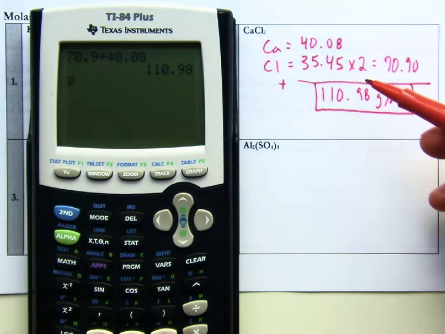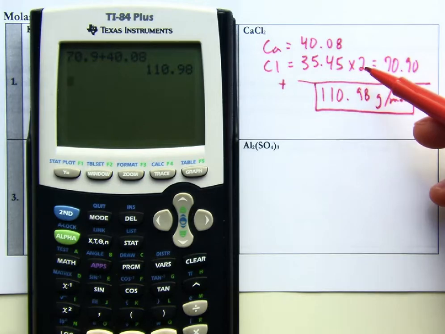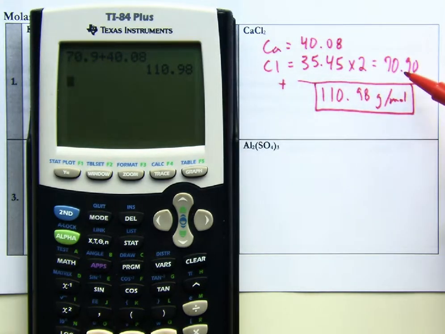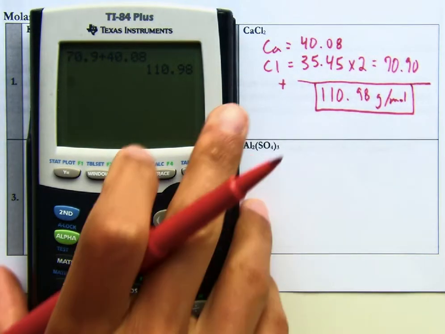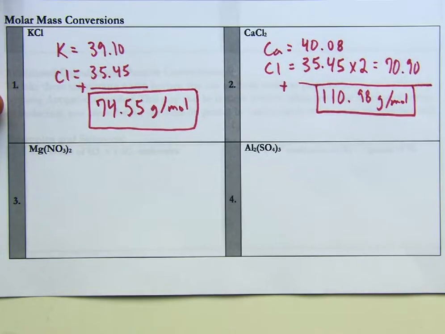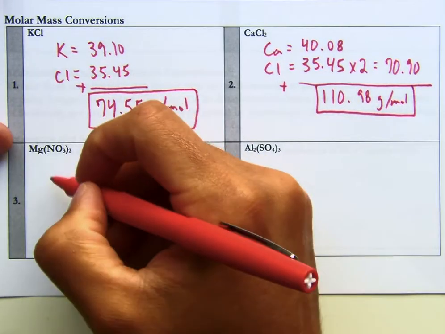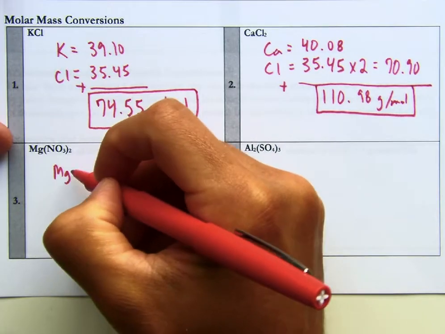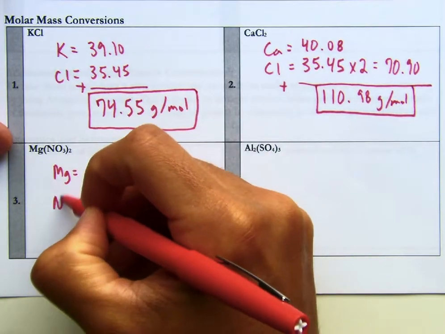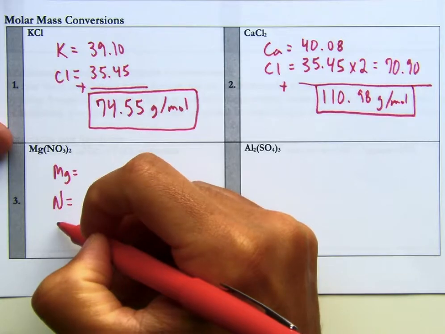So it's important that you take into account how many of the element you have. Don't forget to do that. All right, next problem. We have Mg, we have N, and we have O.